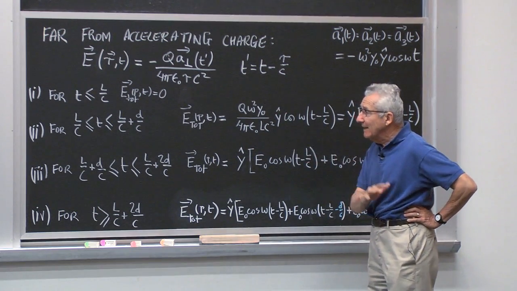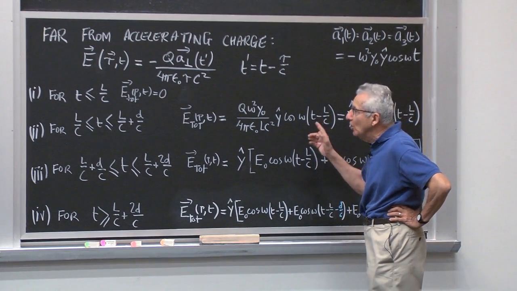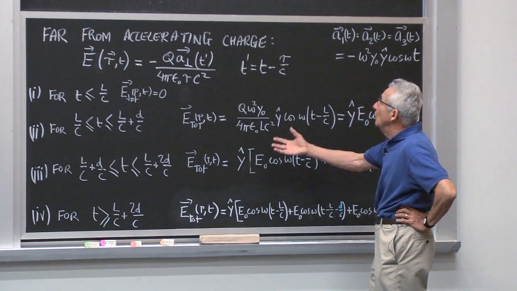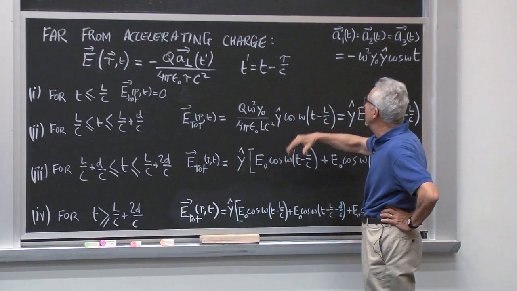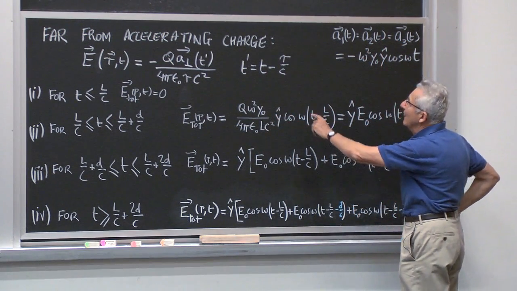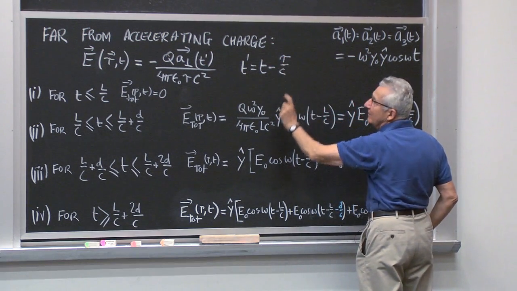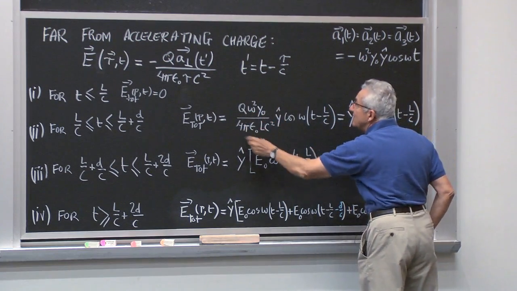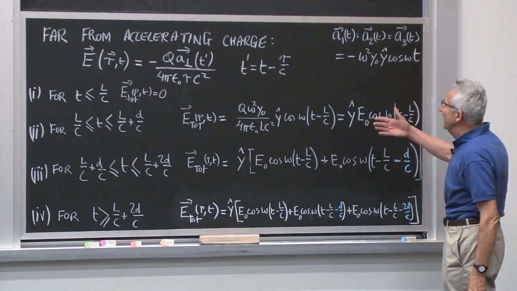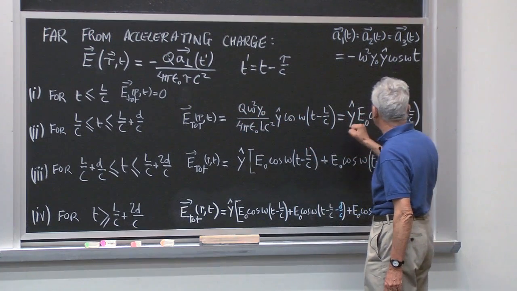I can forget the second and third, the charge at minus d and at minus 2d, but not the charge at x equals 0. So I use this formula, I plug it in, I use the acceleration of a1, I put it in here, and I know that t prime is t minus r over c. R in this case is L. So this formula immediately tells me what it is. And let me save, I don't want to write this over and over again, I'll call that E0.